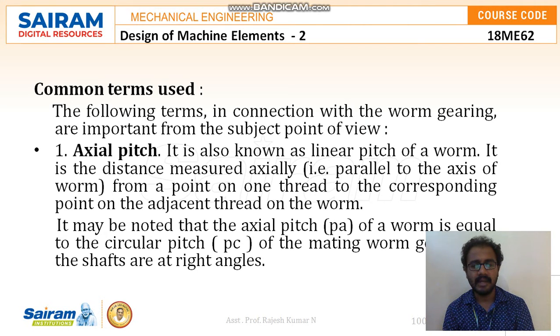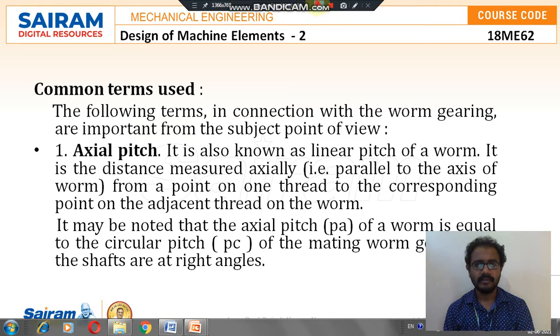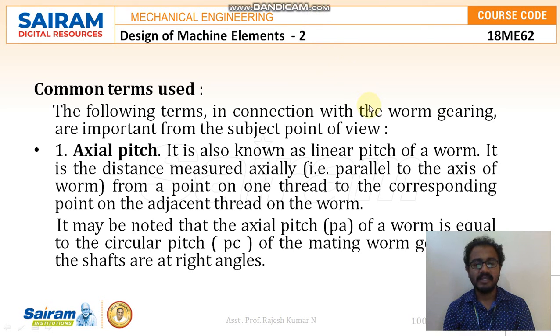So the first one is axial pitch. This axial pitch is also known as the linear pitch of a worm, and it is the distance measured axially, that is parallel to the axis of the worm, from a point on one thread to the corresponding point on the adjacent thread on the worm. It may be noted that the axial pitch PA of a worm is equal to the circular pitch PC of the mating worm gear when the shafts are at right angles.